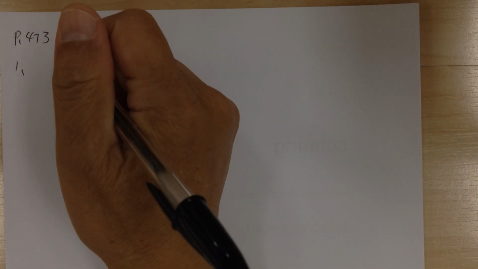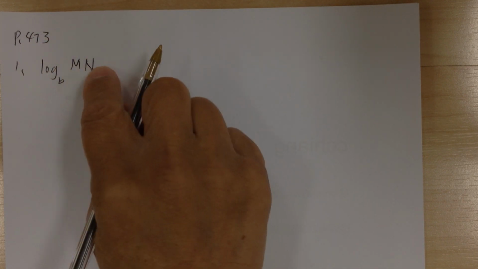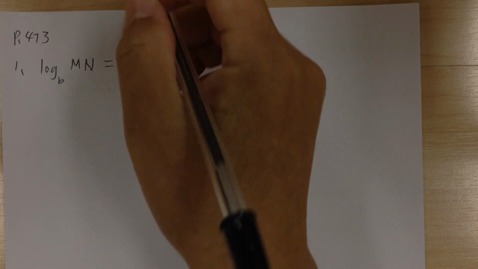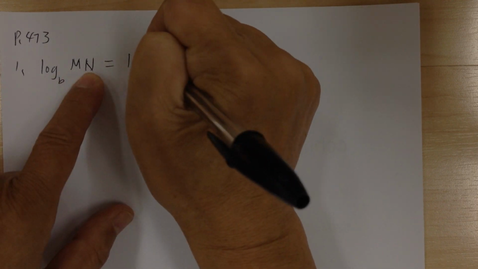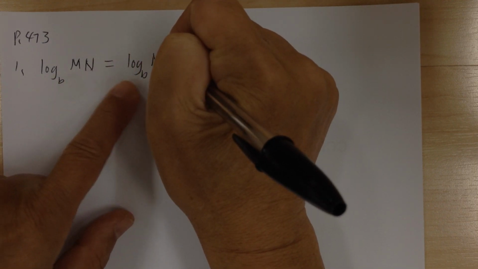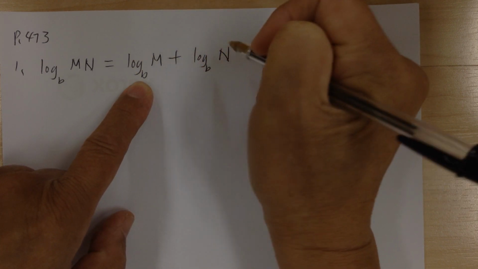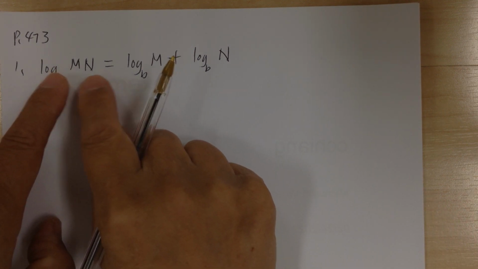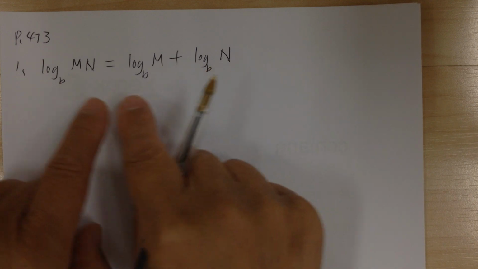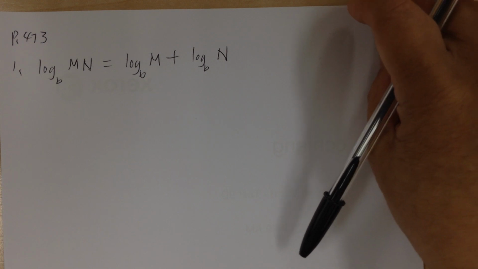So the first law is the product law. When you have log base b of m times n, so when you have multiplication, you want to separate it into the sum of the 2 logs. So this becomes log base b of m plus log base b of n. It's almost like exponents. When you have multiplication, you add exponents. So multiplication becomes the sum of the 2 logs.